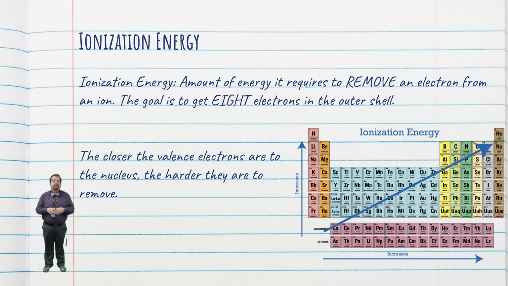Ionization energy is the amount of energy it takes to remove an electron from an atom, turning it into an ion. Basically, the smaller your atom is, the harder it is to pull an electron away from the atom. Therefore, the smaller the atom, the greater the energy required to remove an electron, or the larger the ionization energy.